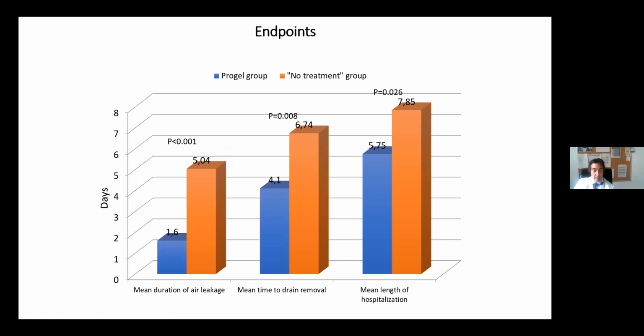The results. So we could demonstrate that after treating a patient with an intraoperative air leak between 100 and 400 milliliters per minute, the mean duration of air leak was higher for the patients that were not treated. The mean time to drain removal was also higher for the patients that were not treated. And the patients treated by Progel had a mean length of hospitalization 2 days less than the other group.